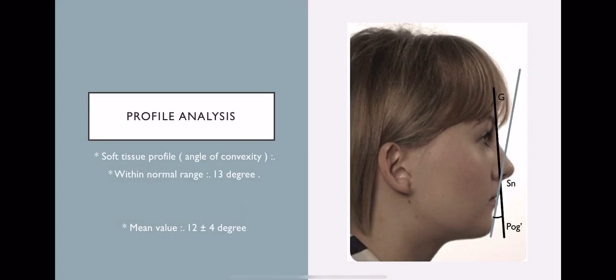The soft tissue profile, the angle of convexity, this patient has slight facial convexity because it is 13 degrees, which is considered as normal because the mean value is 12 plus or minus 4.